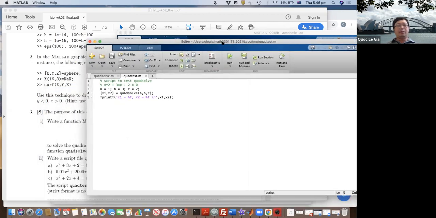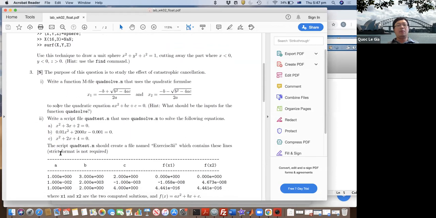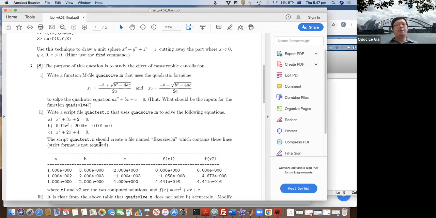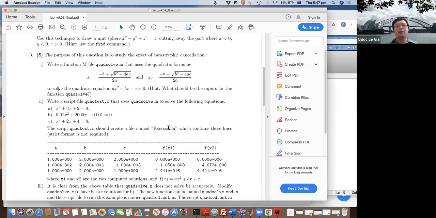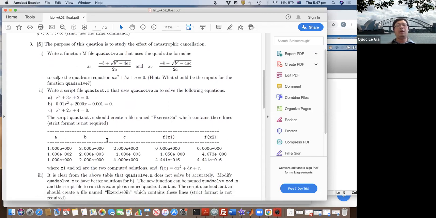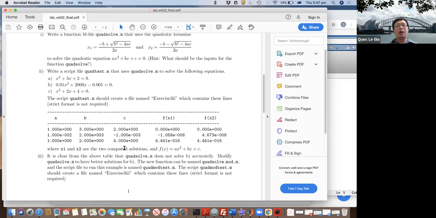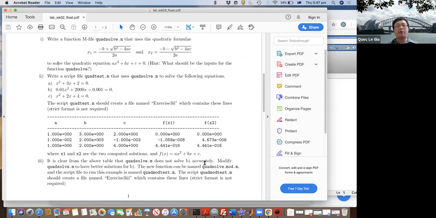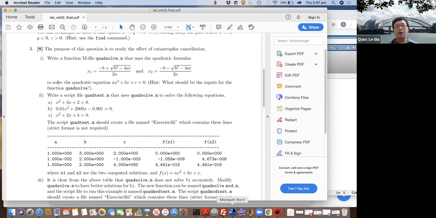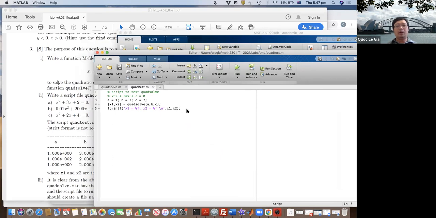And now the next step is that the question asks you to write a text file with this name, exercise 3.ii, which contains these lines. So you print out A, B, C, and then fx1 and fx2. So how do you write out into a text file? There's a command called fopen and fprintf. This one, you print out to the screen, the results to the screen.